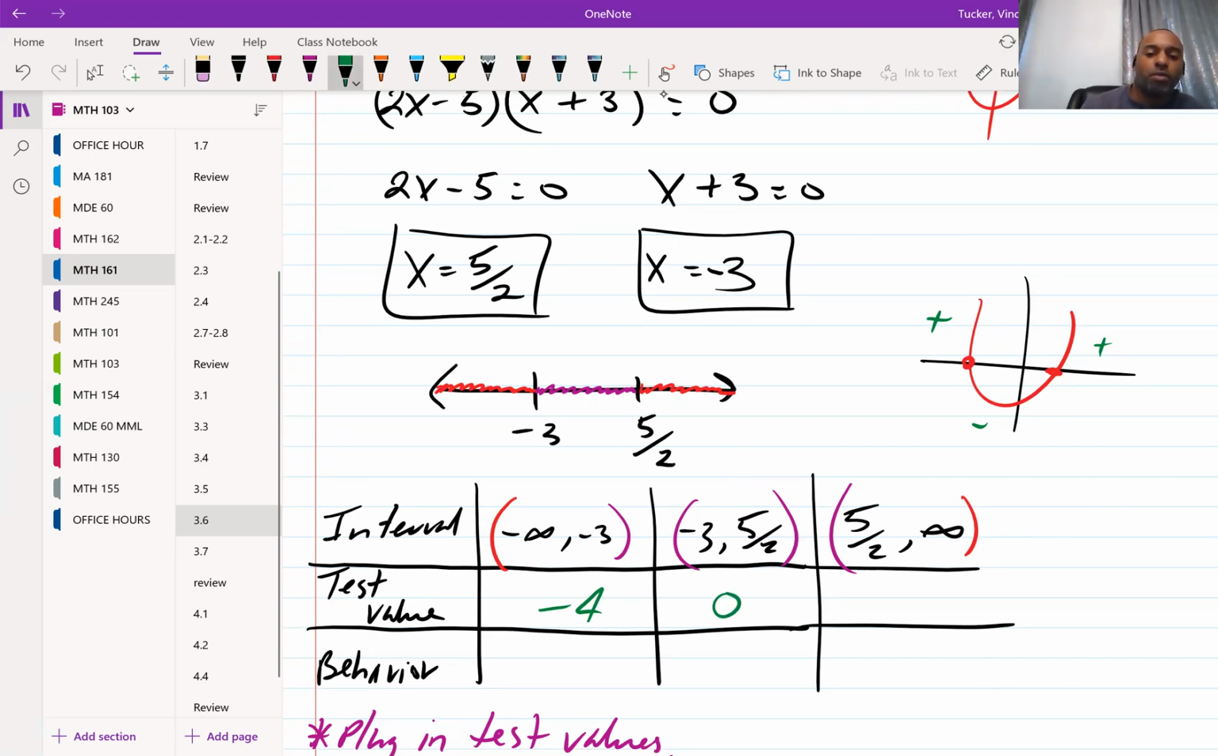So if I can choose 0, I'm always going to choose 0. Then something greater than 5/2. So it's 2.5. So I think I chose 4 originally. But it doesn't matter. Anything greater than 5/2 will work. But you have to make sure that the values you choose are in those intervals, or things won't work out right. All right. Questions on our test values?